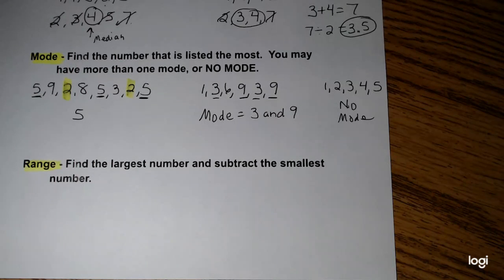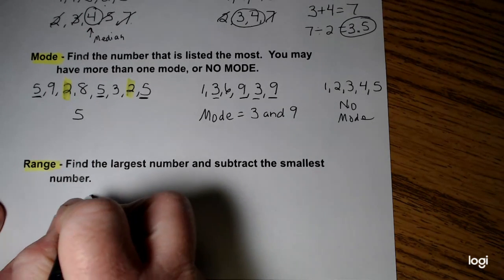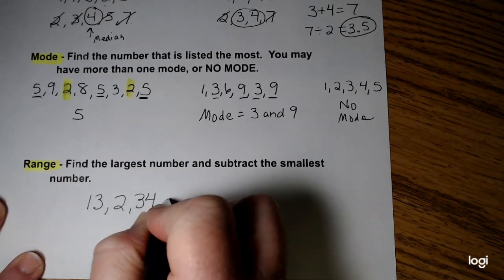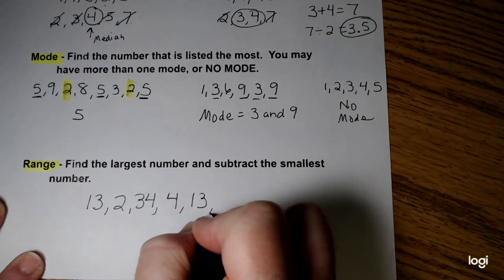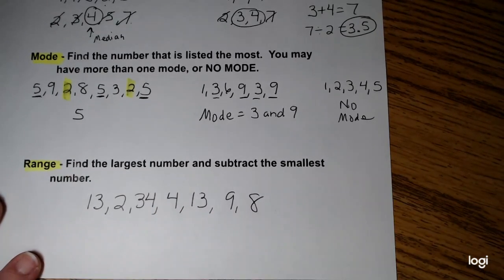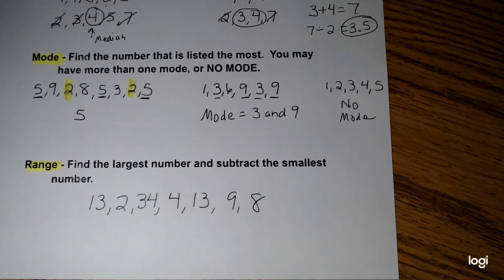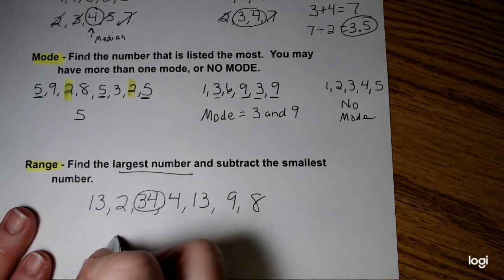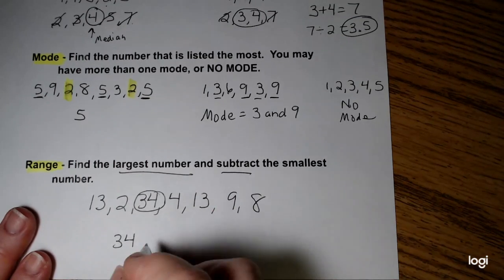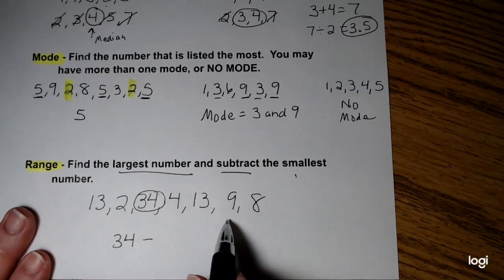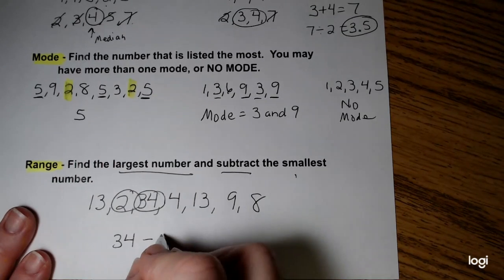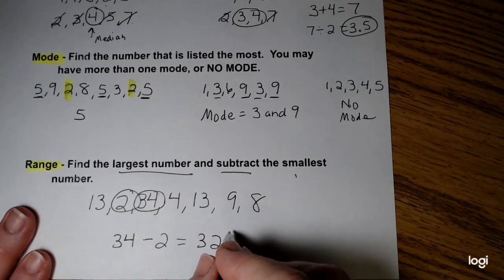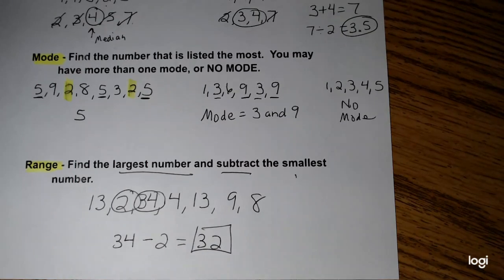All right, once you've finished writing down the definition, I want you to go ahead and write the numbers 13, 2, 34, 4, 13, 9, and 8. Lots of numbers. But the range says to find the largest number, which looks like 34, and subtract the smallest number, which looks like a 2. 34 minus 2 happens to be 32, so my answer is 32.